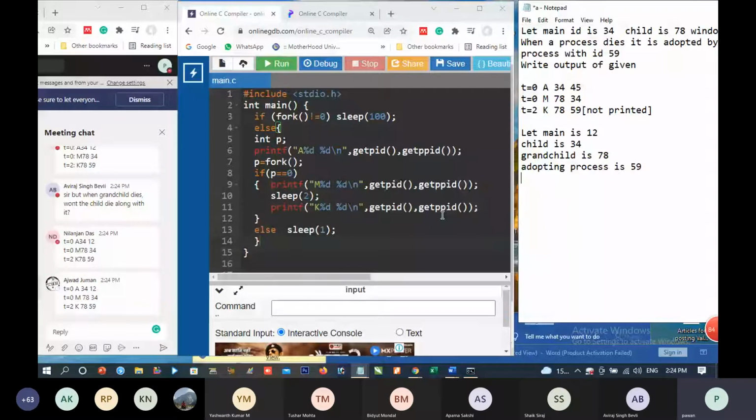Why? Child has died at time t equal to 1 and the grandchild has died at time t equal to 2, Abhiraj. Why will the grandchild die when the child dies? You can at most say that when the child dies then the grandchild should die. No, this holds only for main. When main dies, then its child, grandchild and everyone dies. But it does not hold for others. When a child dies, the grandchildren don't die.